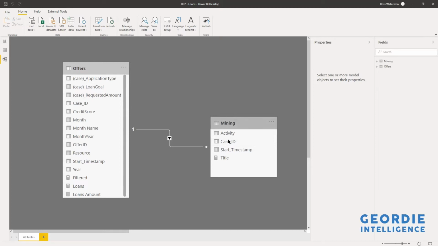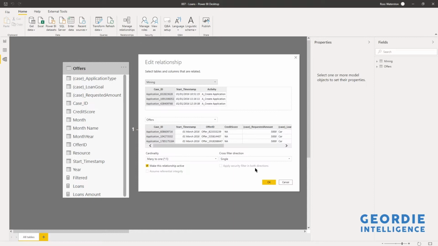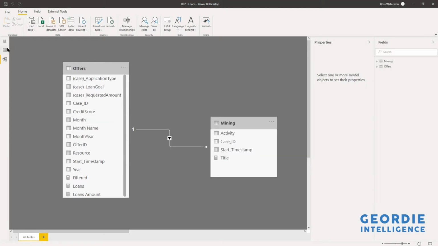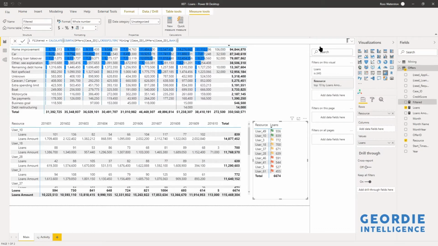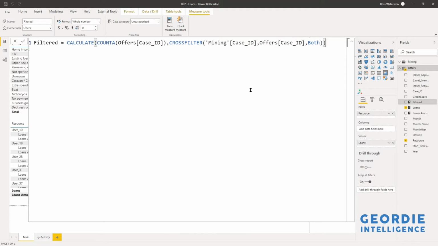Now, if for whatever reason you want to be able to understand what that case ID means in reference to the offers, which is what we're going to do next week when we get into the process mining, you need to have a way of overriding this one way system rather than saying, well, I want it to work both ways. So I'm going to go into the relationship and tell it to be bi-directional. And so what we do is we deal with that by using this filtered measure, it's called cross filter. I probably should have given it a better name, shouldn't I?